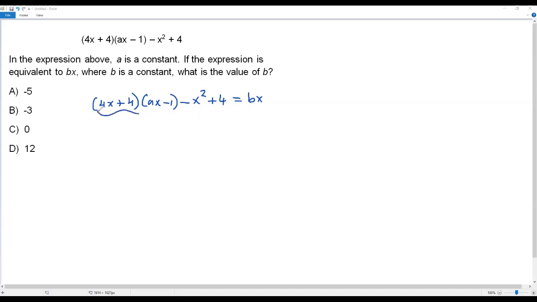Okay, let's simplify the expression we have on the left side of this equation. For that, I have to multiply the two binomials over here using the FOIL method. That is first term by first term. When I multiply the first terms 4x and ax, I'm getting 4 times a times x². Now I have to multiply the outer terms 4x and negative 1. When I multiply 4x and negative 1, I'm getting negative 4x. Now I have to multiply the inner terms.